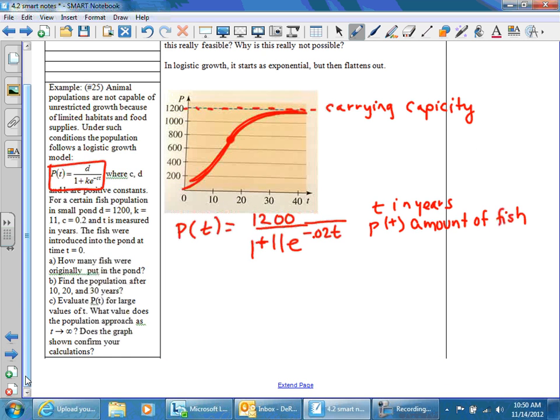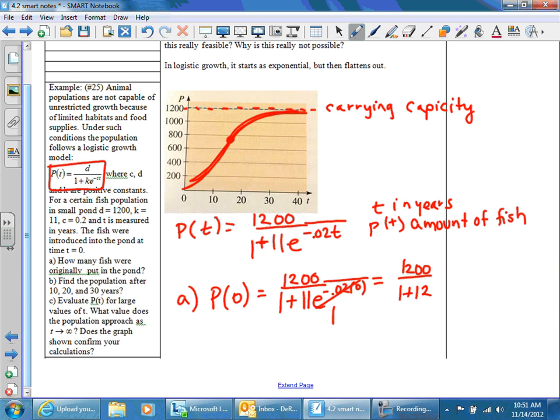So let's look at part A. How many fish were originally put in the pond? So we're going to find P of 0. So times 0, that's the original amount. All of that's going to go to 1. Oops, started to do that in my head. The 11, which is going to be 12. So I get out 100 fish.